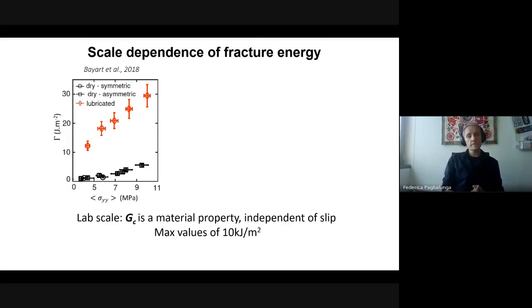And the maximum value of GC that up to now we observed in this framework of linear elastic fracture mechanics at the scale of a laboratory experiment is buffered by the fracture energy required to propagate fractures along the intact sample. So it's the fracture energy of an intact specimen.